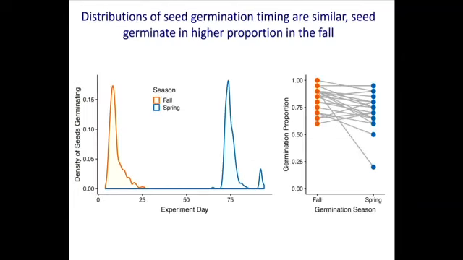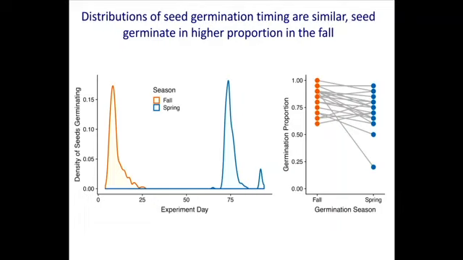Okay, so I'm just going to get right into the results here. First, I'm showing you the distribution of the timing of germination. This is our experiment day. And you can see fall plants germinate, and then a while later, spring plants germinate. We accelerated winter a little bit here. And just to point out, the distributions of germination are actually quite similar. Really high germination in both fall and spring. So in a single population, seeds are germinating in either season.